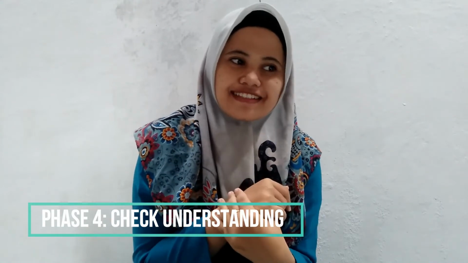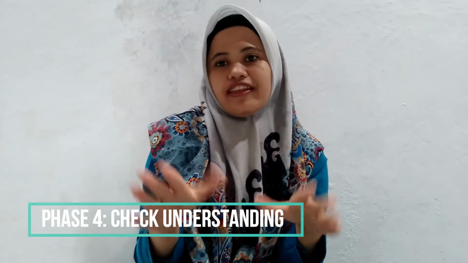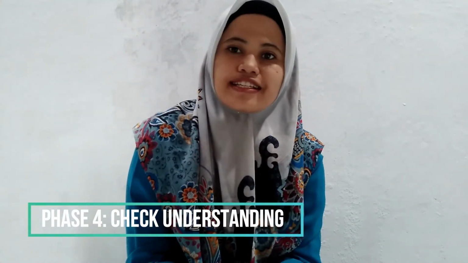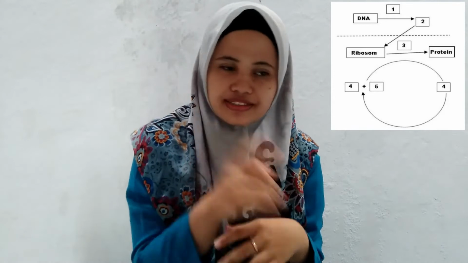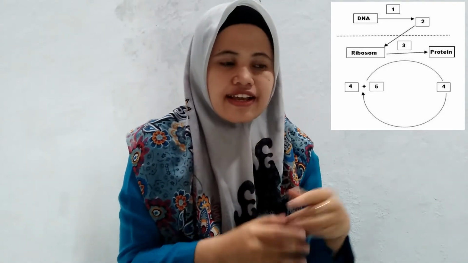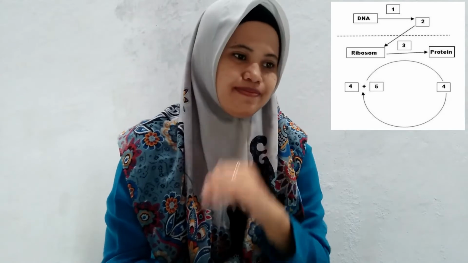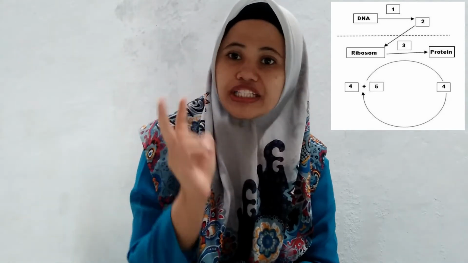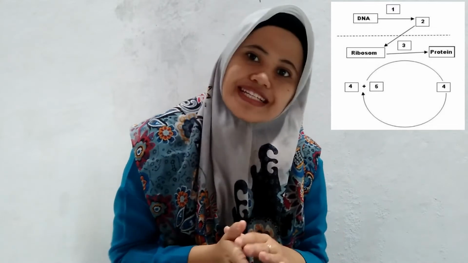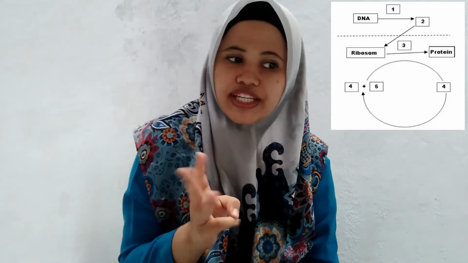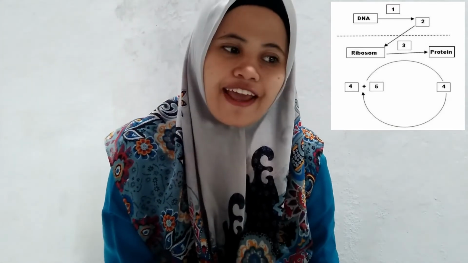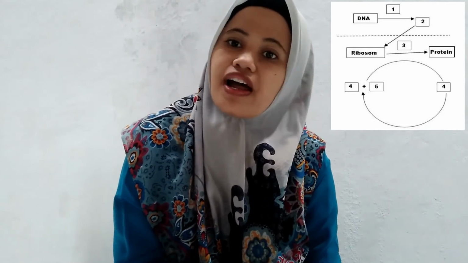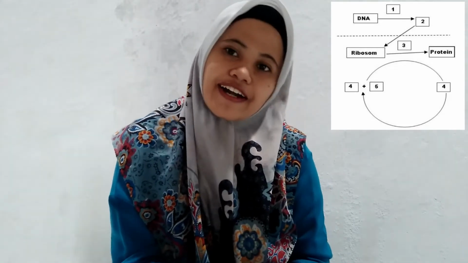Okay, let's discuss your answers on the worksheet I have done. The first is number 1. Number 1 is to complete the empty boxes. There are 5 numbers. Point 1 is transcription. And then point 2 is messenger RNA. Point 3 is translation. Point 4 is amino acid, and then 5 is transfer RNA or tRNA.